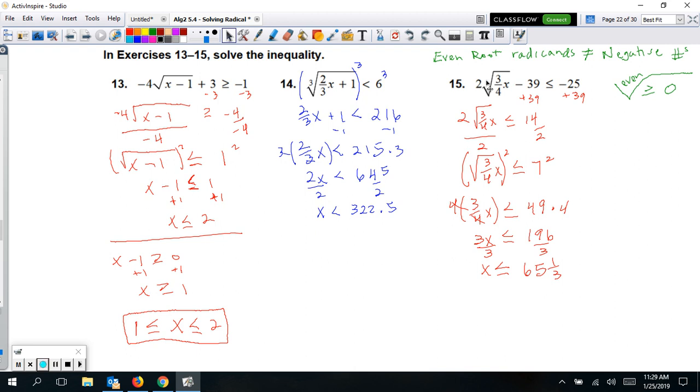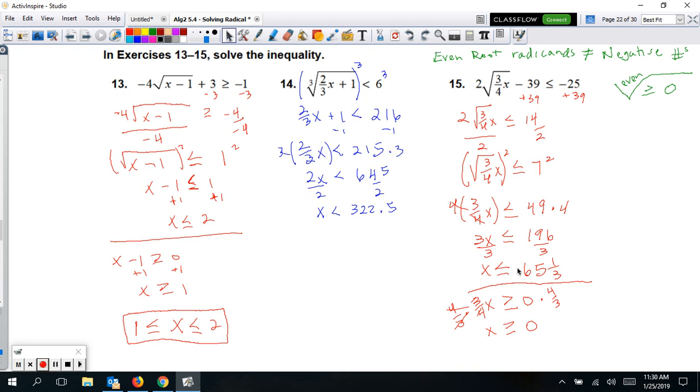But this one again is an even root, so we have to do the same thing. We got to take this 3/4 x and then make it greater than or equal to 0. And so 3/4 x is greater than or equal to 0. Multiply both sides by the reciprocal of that, so I'm going to multiply by 4/3, canceling out 4's and 3's. So x is going to be greater than or equal to 0 times 4/3, which is still going to be 0 there. So it just stays x is greater than or equal to 0.